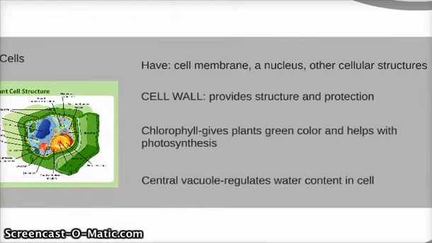Another structure is that it has chloroplast, and inside this chloroplast is something called chlorophyll, which is a green pigment that gives plants their green color, and it also helps with photosynthesis. One really helpful organelle is the central vacuole, and this is what regulates water content in the cell. The plant cell takes in a lot of water, and the plant itself takes in a lot of water, so this organelle is vital to a plant's life.